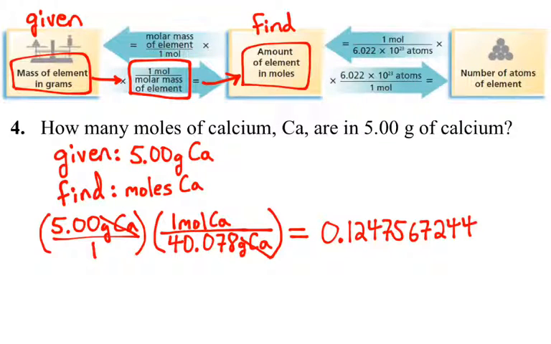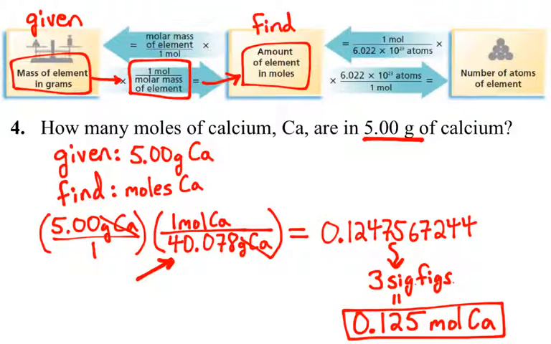So we look at the two numbers that we started with. We have 5.00 grams of calcium. That has 3 significant figures. And we can look at the molar mass of calcium, which is, let's see, 1, 2, 3, 4, 5 significant figures. So we have to go with the smaller number there, which is 3 significant figures. So we round our answer to 3 sig figs, and that gives us 0.125 moles of calcium.